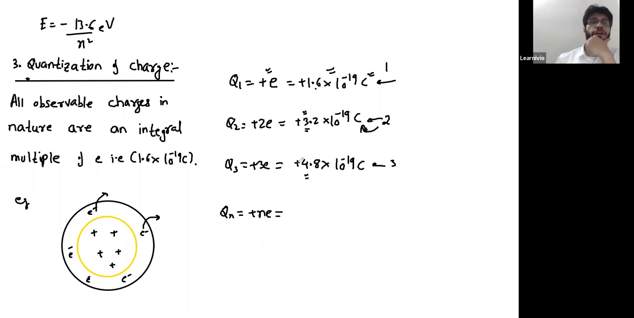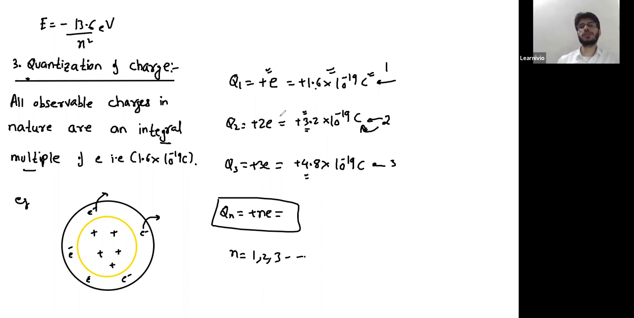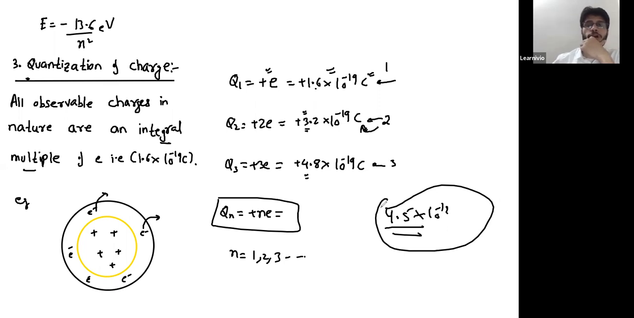So this is what we mean by quantization of charge: all observable charges are an integral multiple of e. Integral multiple means n is either 1, 2, 3 and so on. Means the charge could be e, or 2e, 3e, 4e, 5e. It can't be 1.5e or 2.5e. This is what we mean by quantization: all observable charges follow a definite pattern. You can't provide any arbitrary number. I cannot say that the charge on an atom is 4.5 into 10 raised to minus 19. That would mean the number of electrons is a fraction, but we can't transfer electrons in fractions. So all observable charges are integral multiples of e, that's quantization.